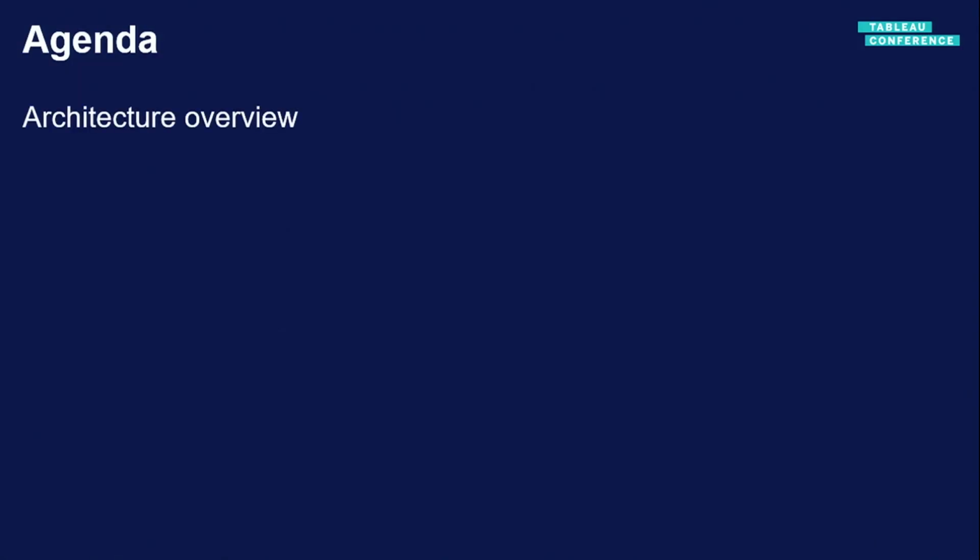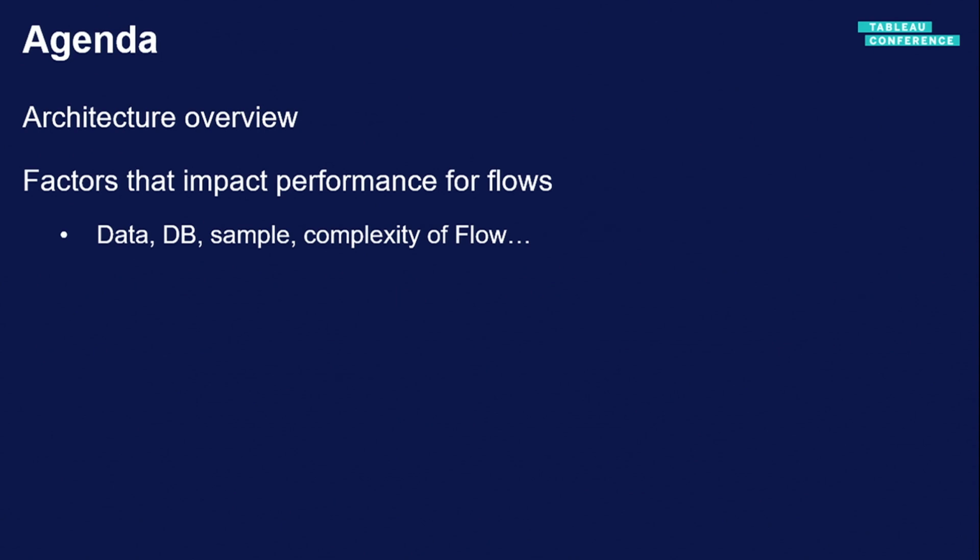We're going to concentrate on 4 main areas today. The first is an architecture overview. We're going to discuss a high-level view of the architecture so we can show you where we cache the input nodes and the joins, and you can see how caching can help improve performance. Second, we'll delve into the factors that impact performance for the flow. These factors include things like the amount of data you're bringing in, the databases you connect to, the sample size, and the complexity of the flow.